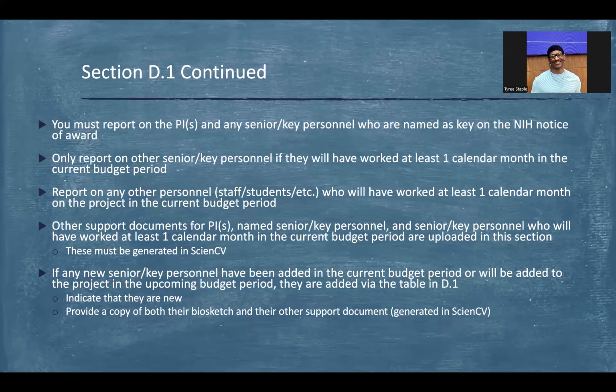And again, for anyone, PI, named senior key, and senior key who have worked at least one calendar month in the current budget period, you'll need to get their Science CV generated other support pages. And like I said, if there's new people coming onto the budget, you indicate that they're new and you provide a copy of both their BioSketch and other support document, which you'll pull from Science CV.